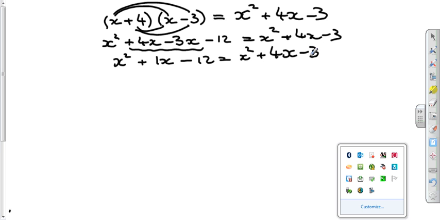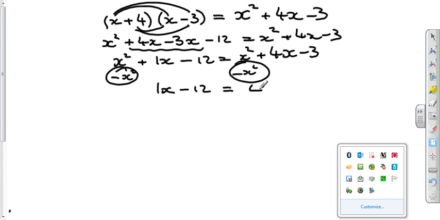Now you'll also notice we've got an x squared on both sides of the equation. They're both positive x squareds. So you could subtract x squared from both sides, and it knocks it down to this linear equation. So it is no longer a quadratic, or it wasn't a quadratic in the first place. Now we've got a linear equation with x on both sides.